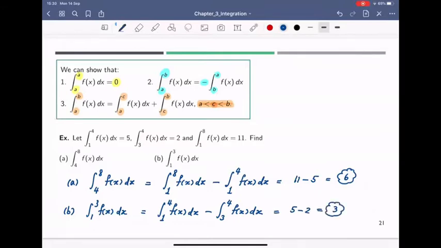So basically, this slide told us that for integration, well, at least we can use this: we can split the lower bound and upper bound of the integration if we know the middle point between them. All right, so let's move to something more interesting.